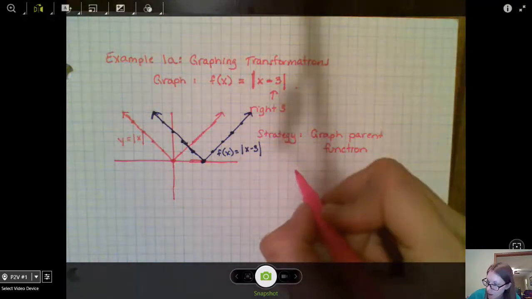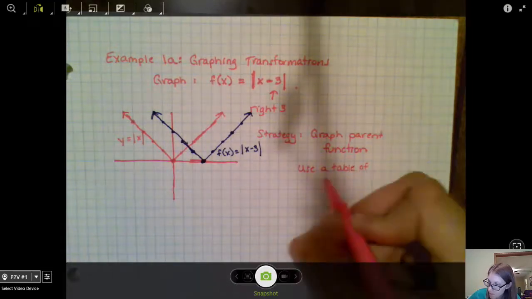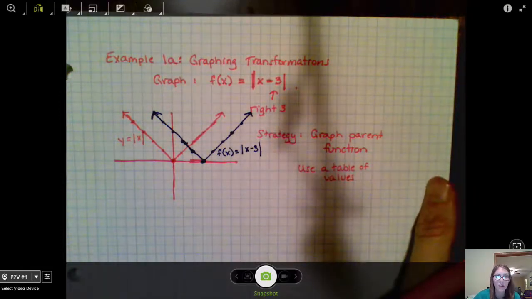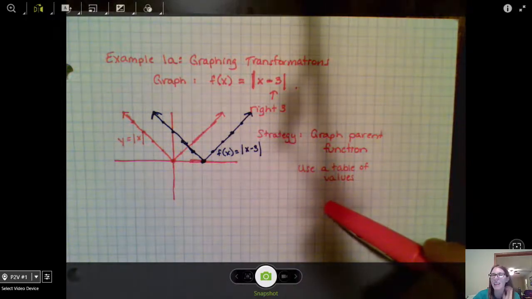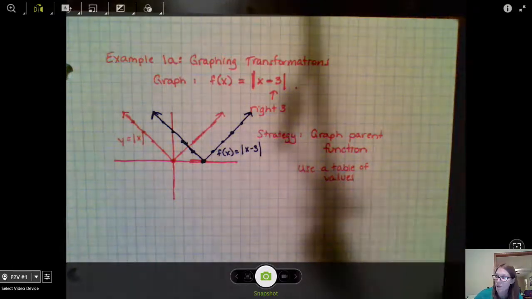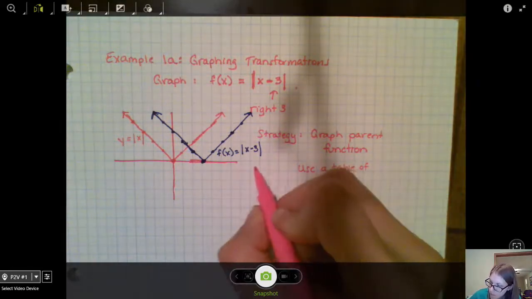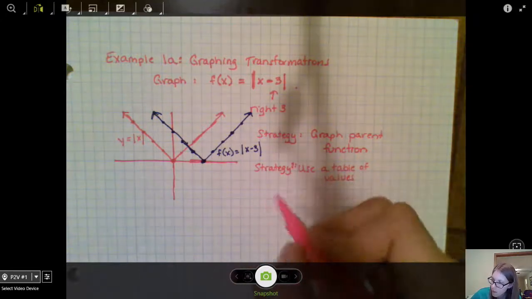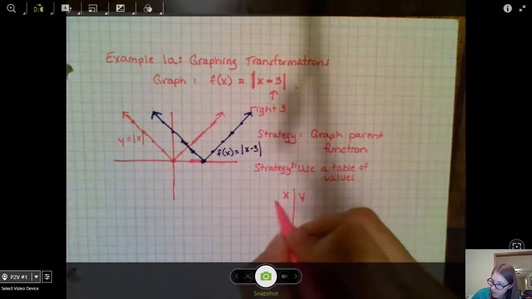The second strategy is to use a table of values. And it's up to you which strategy you are going to like better. Personally, I like using this table of values. And last year, I think most people liked the table of values also. But again, it's totally up to you. So table of values, we would start off by making the table of values for our parent function.